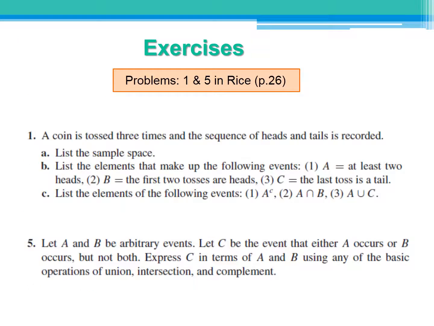You can complete these 2 exercises on your exercise sheet, please, to practice the concepts of Study Unit 2 Part 1. Thank you.